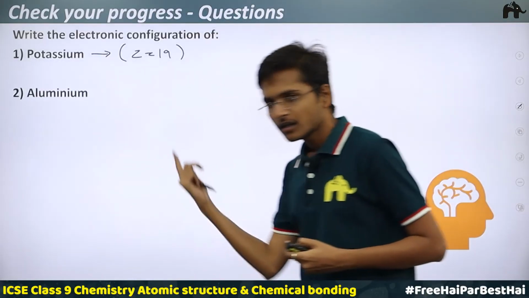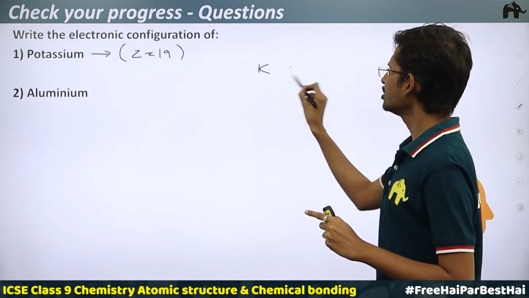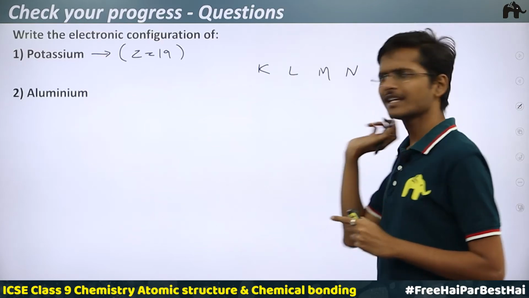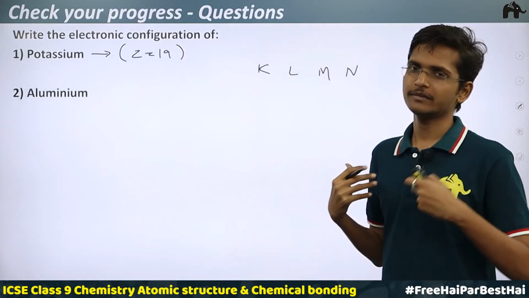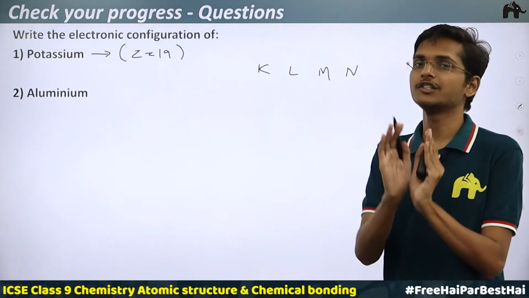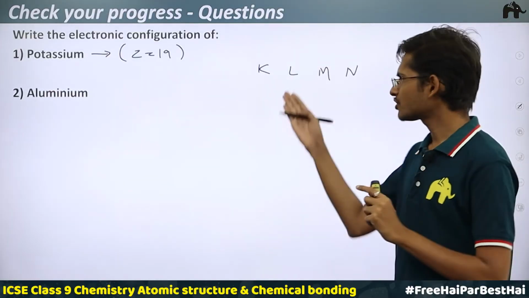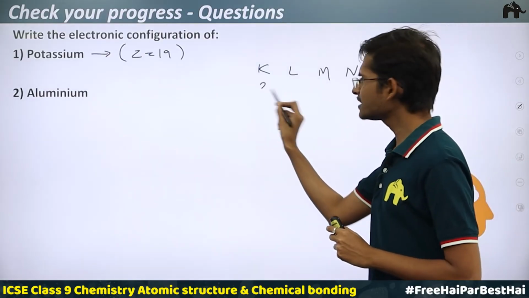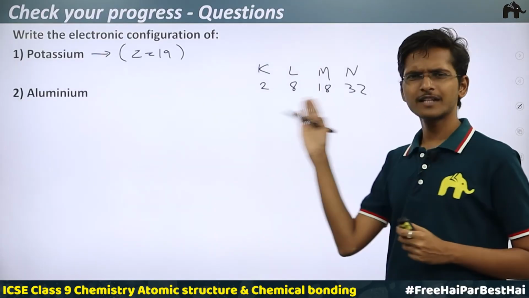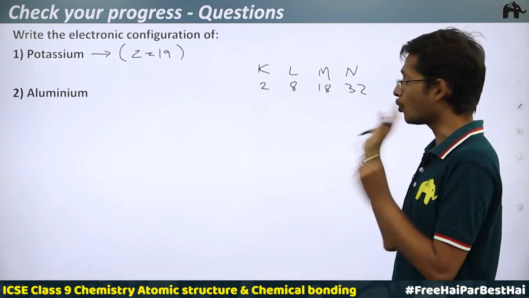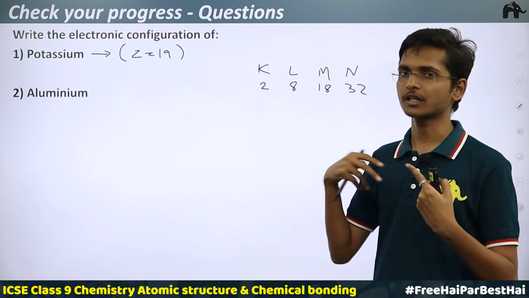Now I need to distribute 19 electrons in the shells. Initially, you just write K, L, M, N. You can write the capacity as well, because it's very new to you. I know all these things, but it's new to you, so I will tell you a simple trick. You write K, L, M, N with pencil, then write the capacity of those shells as well: 2, 8, 18, 32. That way in your brain you would always be clear that you don't need to give more electrons than the capacity of that particular shell.